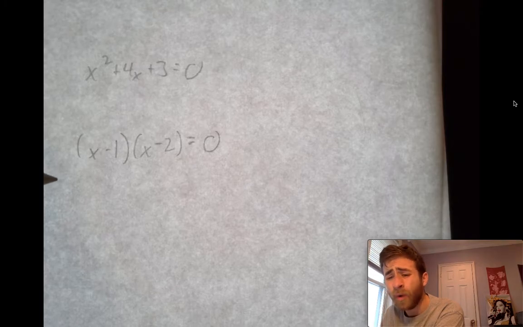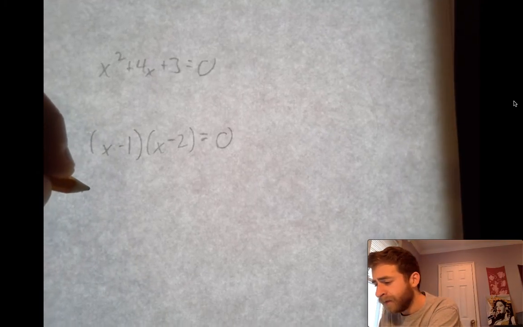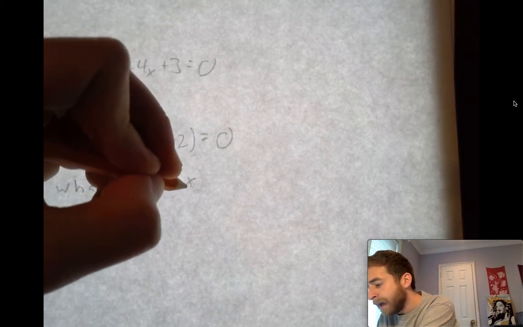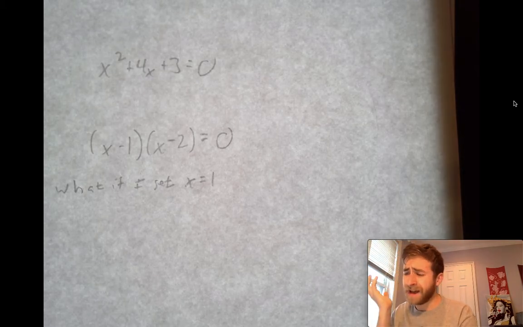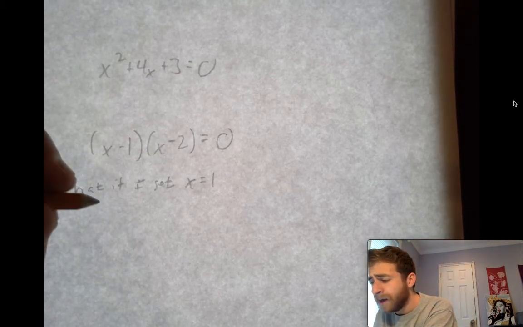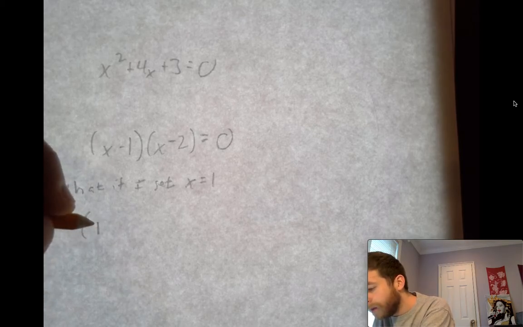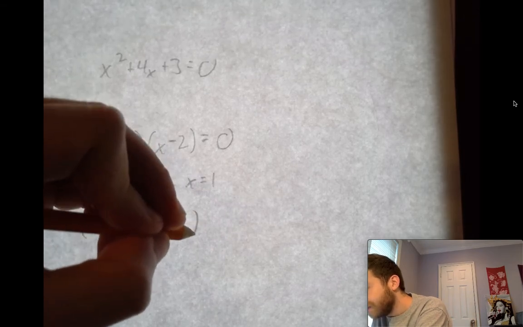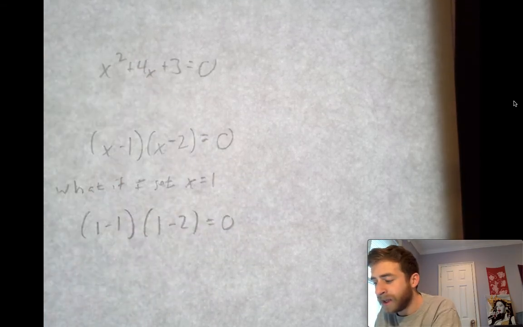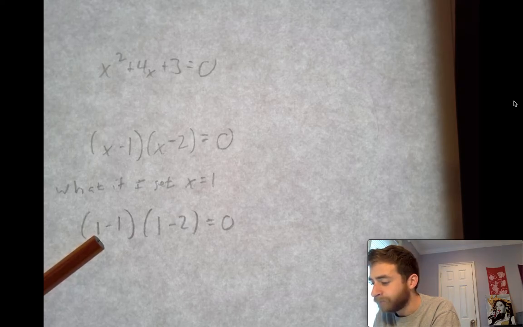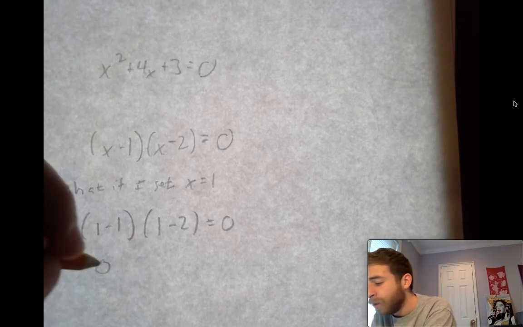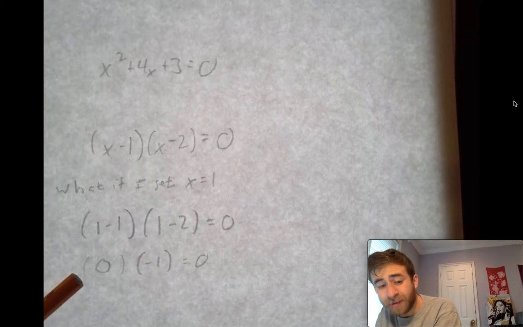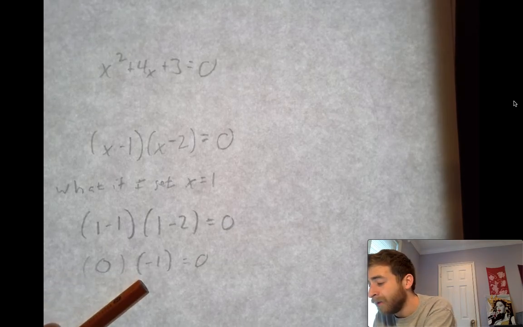So I could say, well, what if I set x equals 1? If I set x equals 1, I'm going to have to plug in here 1 minus 1, and then 1 minus 2 equals 0, right? I'm just substituting in x equals 1. 1 minus 1 becomes 0. 1 minus 2 becomes -1. And because this term is 0, 0 times anything makes 0, I made it work out.